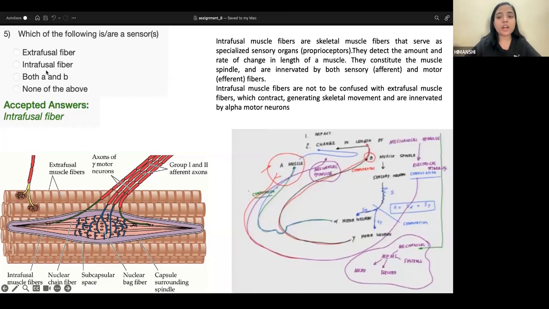Intrafusal muscle fibers are not to be confused with extrafusal muscle fibers, which contract, generating skeletal movement, and are innervated by alpha motor neurons, right? So you can see the consistency: whenever we are discussing intrafusal muscle fiber or extrafusal muscle fiber, the neurons are always associated with it because this is an important information. Why do these muscle fibers have this property? It is because of the neurons, right?